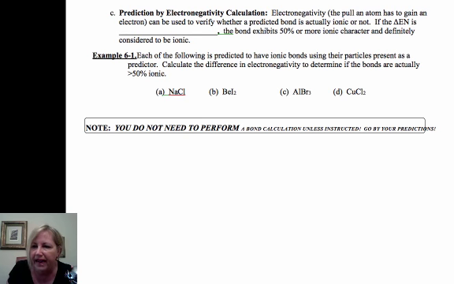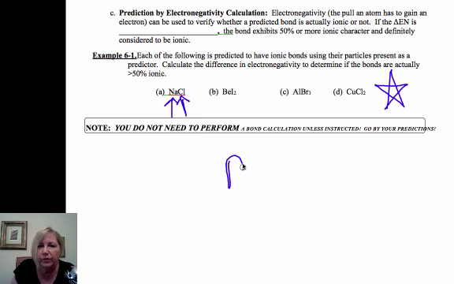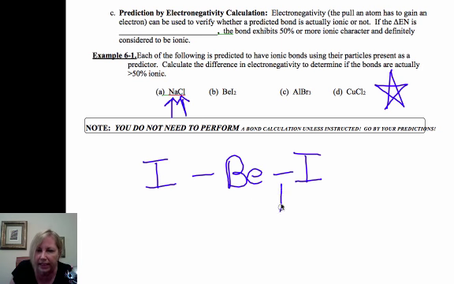I don't happen to have those numbers handy, so I'm going to ask you guys right at the beginning of class to remind me, and let me show you that in class. All we do is look up these electronegativity values and we subtract them. It's that simple. And when we do beryllium iodide, we're only going to look at one of the bonds. There's bonds on either side, and we're going to look at one bond when we calculate this. So we'll do that in class.